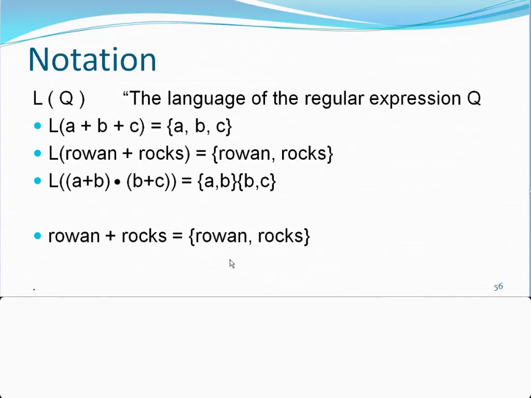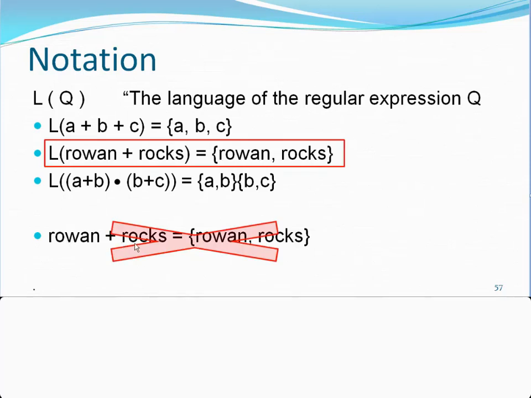Now, let's just be very clear here. This equation is not true. The regular expression Rowan plus rocks does not equal the set Rowan comma rocks, right? However, the language of this regular expression equals that set. So a set and a regular expression are two different things. It just so happens that we have a way to convert between them. The language of a regular expression equals a set.